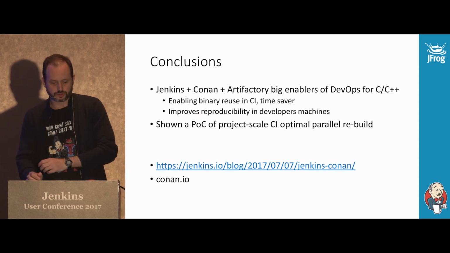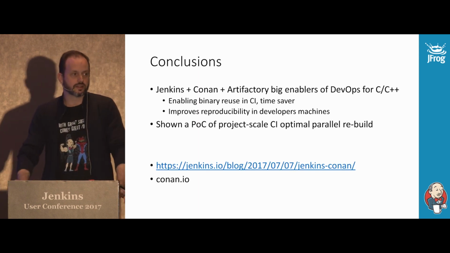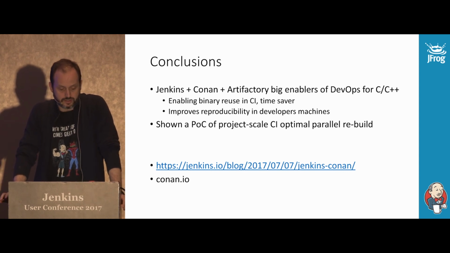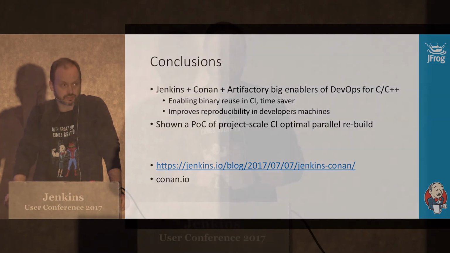Okay, so my conclusion is that for the first time we have Jenkins, Conan, and Artifactory, which are very big enablers for DevOps for C and C++. You will get links to the repository we are using, and in the repository you will get the source code for the pipelines.